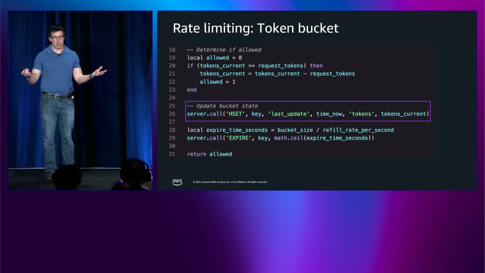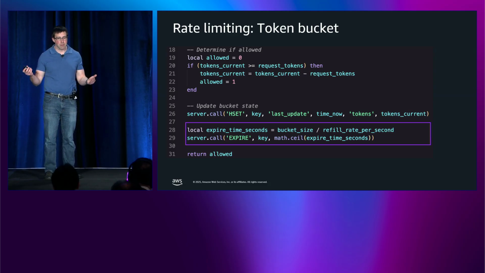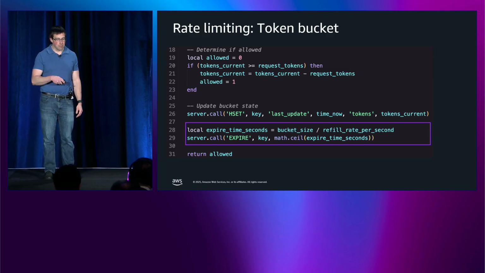We could keep this hash in the data structure forever, and it'll eventually get updated. But say the user goes away, we want to be able to reap these at some point in time. And so we can, again, use a TTL to expire this hash data structure at the point where basically it would have reached the ceiling of the bucket capacity anyway. And so we'll take the bucket size by the refill rate and just expire it at that point in time.